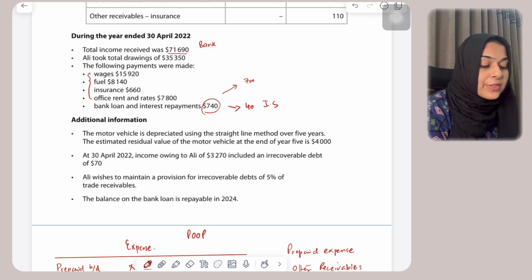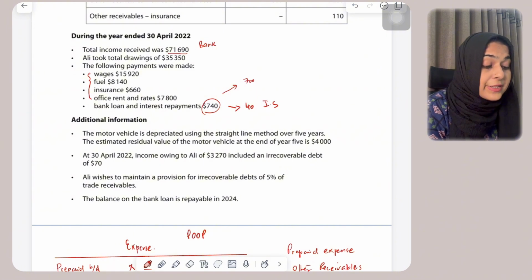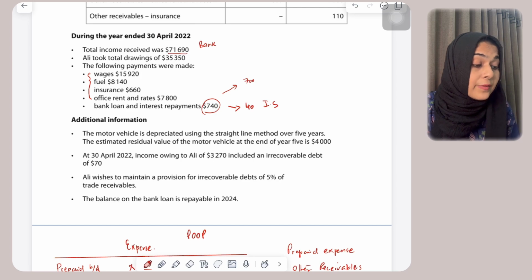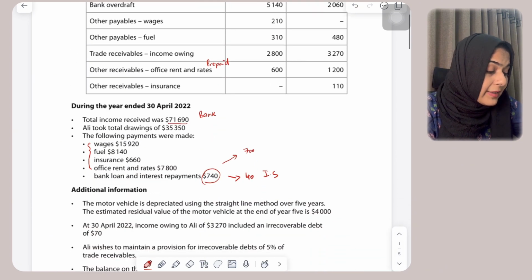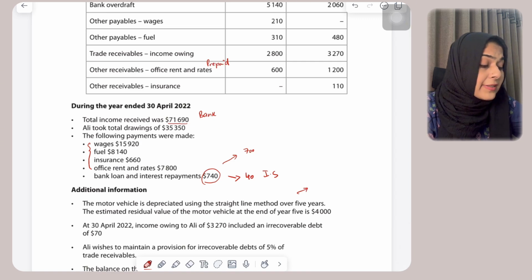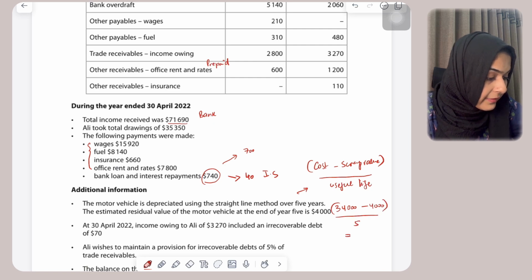Then in the additional information, they are saying the motor vehicle is depreciated using the straight line method over 5 years. The estimated residual value of the motor vehicle at the end of year 5 is 4,000. So basically they are expecting you to apply this formula: cost minus scrap value divided by useful life. Cost here is 34,000 minus scrap value 4,000 divided by useful life 5.